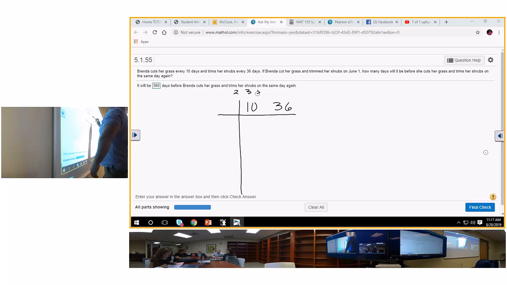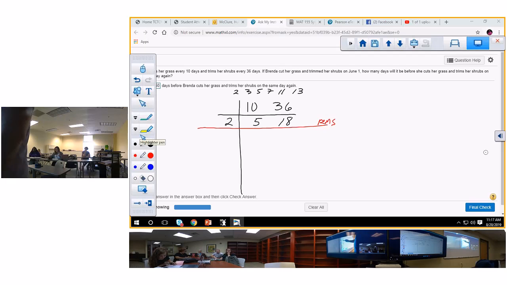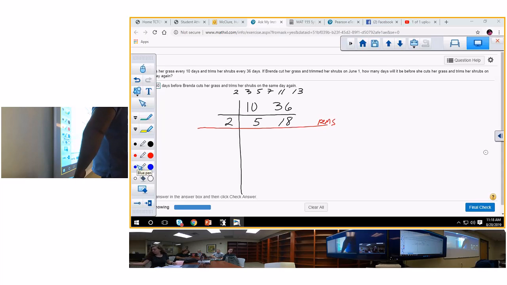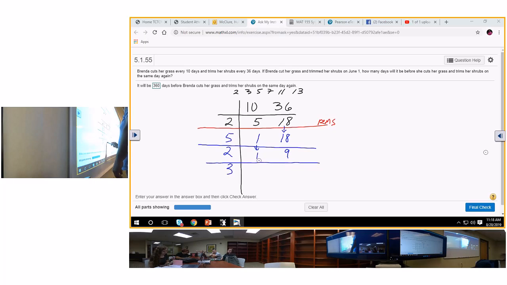2, 3, 5, 7, 11, and 13. How many times will 2 go into both of these? 2 will go in there. 5 and 18. And at that point, the real math stops, because nothing will go into both 5 and 18. So I'm going to keep going. How many times will 5 go into 5? Then it won't go into 18. 2. That comes down. That's 9. 3. That comes down. 3. And 3. We got our 1s. So this is probably going to be your answer.